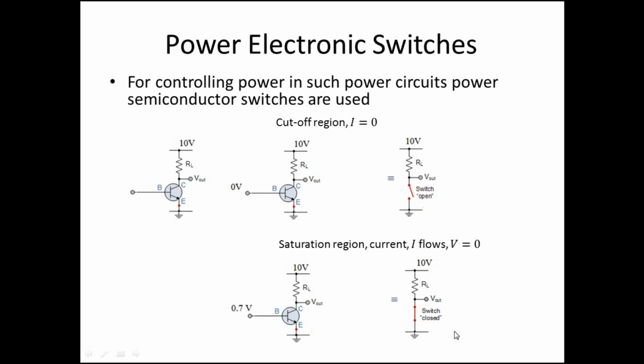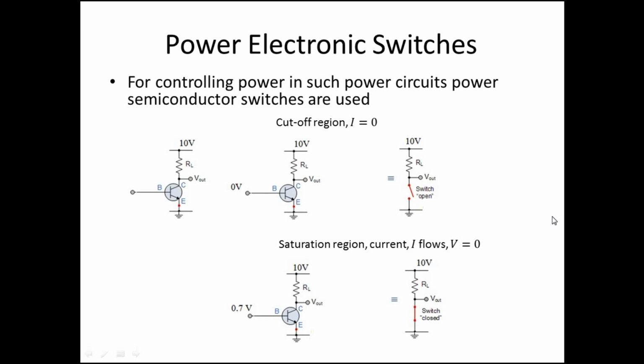So a simple transistor can be used as a switch. When it is in the cutoff region, it is in the open mode. When it is in the saturation region, it is in the closed mode. So we can use a semiconductor transistor as a switch. We can also control the state of the switch, either open or closed, by controlling the base voltage.